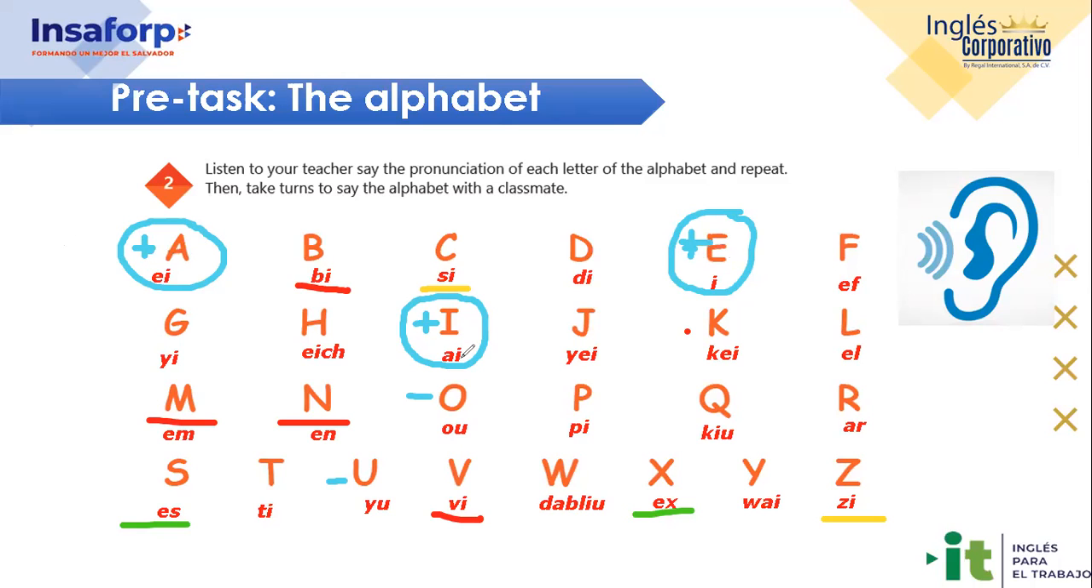A, I, E, right? Let's see, we have some others. ¿Cuáles otras tenemos? Do you know any other? Okay, how about this one? G and J, okay? G, this is G. That's J. Okay. How do you pronounce this one? R. For example, my favorite color is red. How do you spell red? R-E-D, okay? R-E-D. How do you spell red? R-E-D, R.